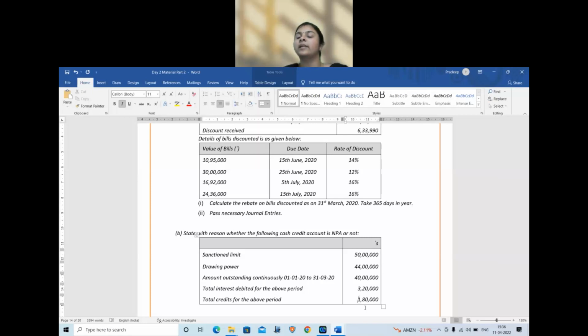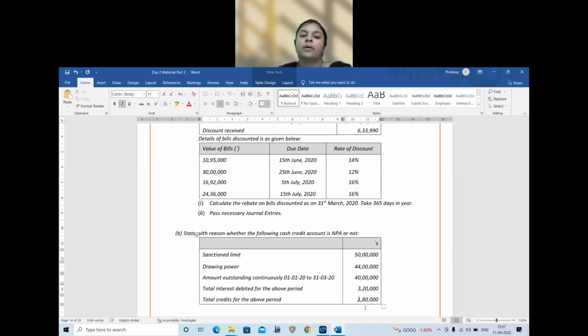Sanction limit is the total limit that the customer can avail. Drawing power is the amount that he is eligible to avail based on his assets available. Okay? Yes. Okay.